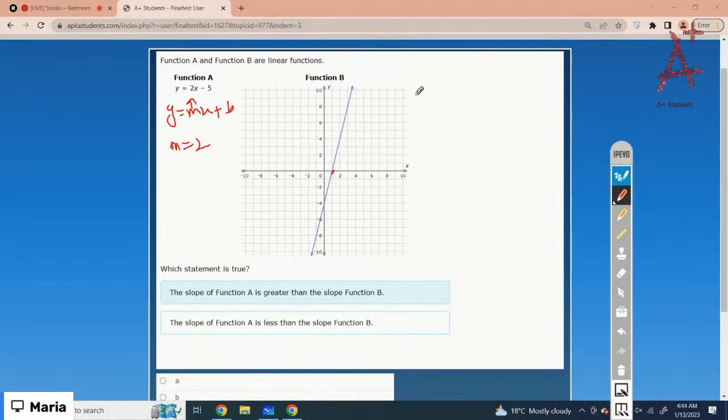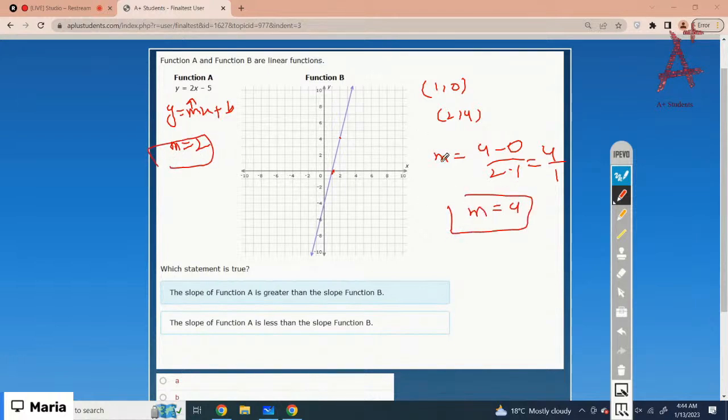Just use 2 points. One of them is (1, 0) and the other one is (2, 4). Use these 2 points and find the slope. Y2 minus y1 divided by x2 minus x1 would be 4 over 1, that is 4. So the slope of this function is 2 and this function is 4. That means the slope of function B is greater than the slope of function A. The correct option is the slope of function A is less than the slope of function B. That would be option number 2.